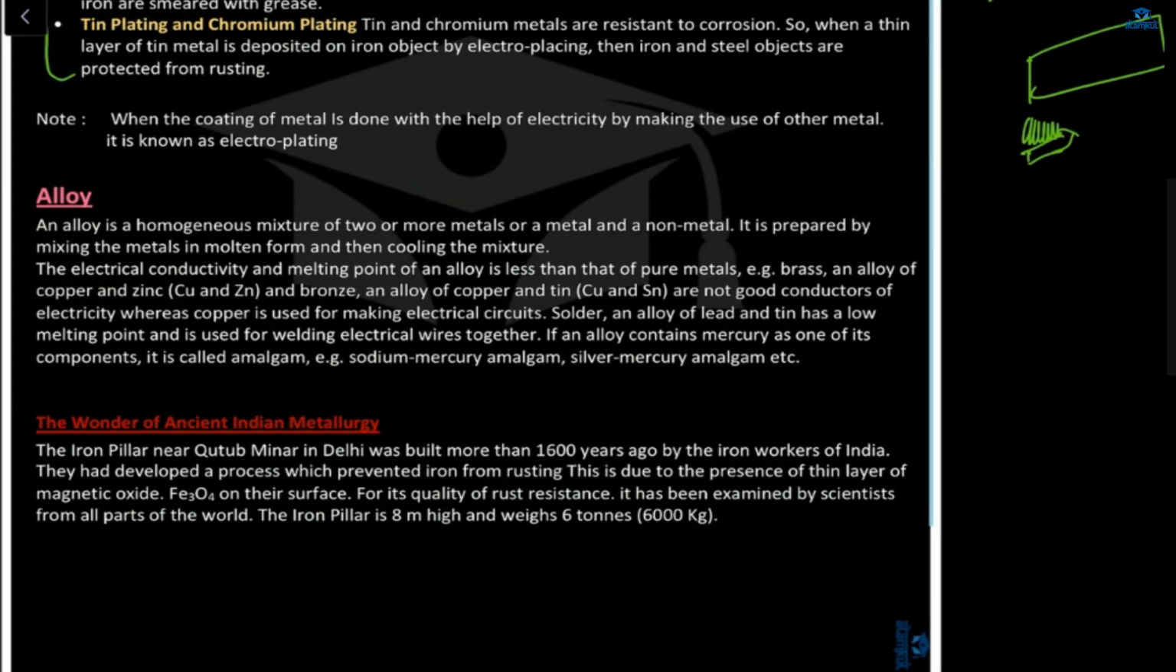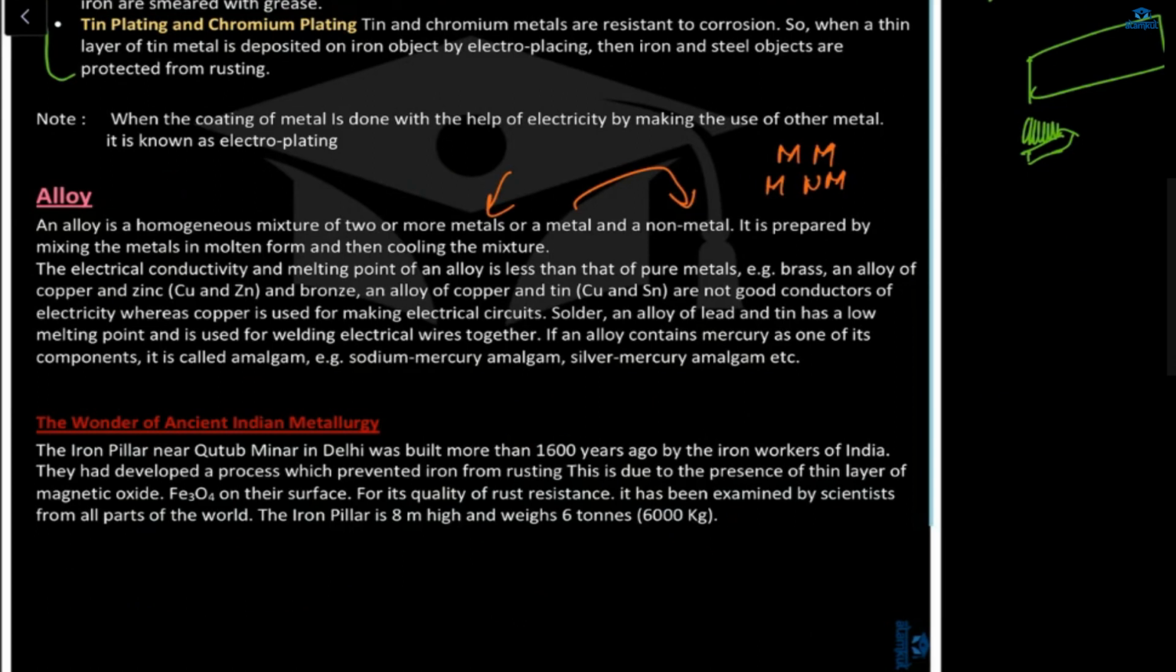So alloy is a homogeneous mixture. Homogeneous mixture means the same mixture of two or more metals or a metal and a non-metal. So there will be a mixture of metal and metal, or a mixture of a metal and non-metal. That is your alloy.